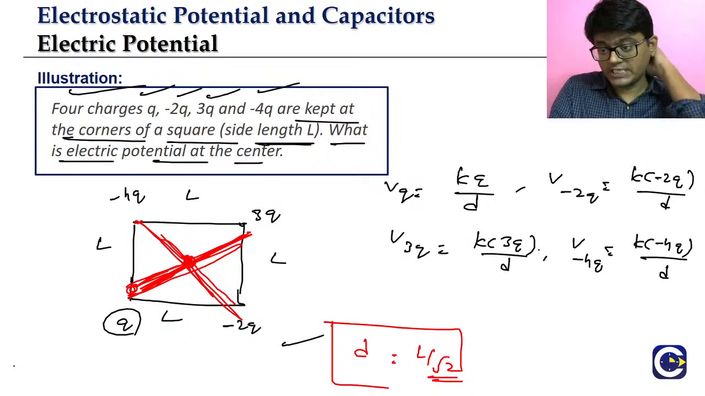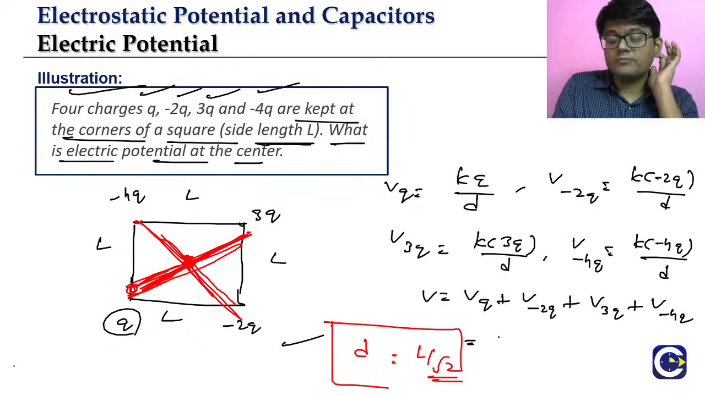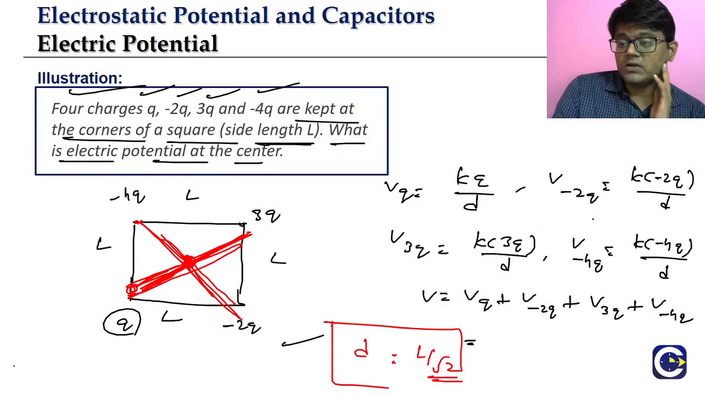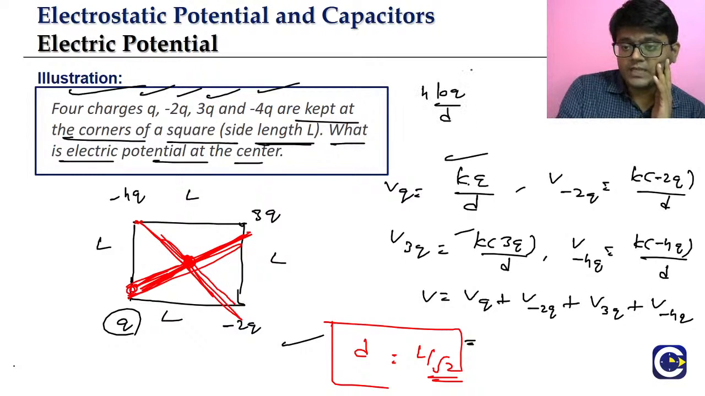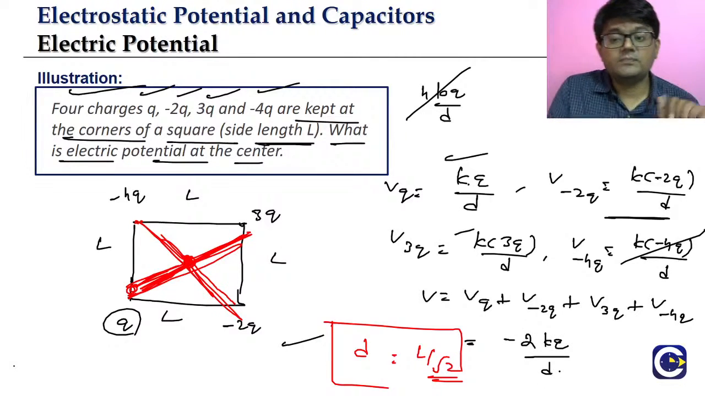When we say total potential, what should we do? We just add all the values: potential because of q, potential because of minus 2q, potential because of 3q, and potential because of minus 4q. Look, what happens when we add? Positive, positive: kq by d plus 3kq by d, what is the total? 4kq by d. This 4kq by d and the minus 4kq by d will cancel. What is the remaining? What is the remaining value? Minus 2kq by d. That's all.